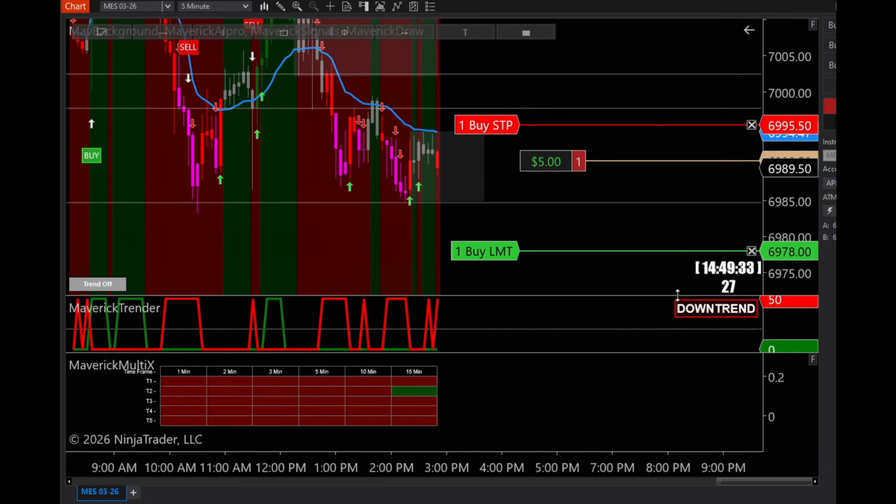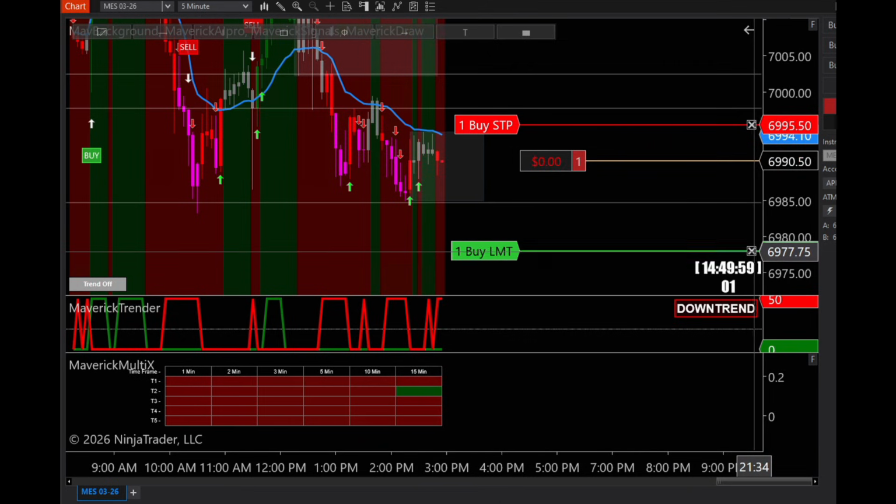Easy peasy lemon squeezy. And half of me just wants to get into another micro. Let's see here. If we get another pink candle, I'll probably enter another micro and just close it out so that we can just get that $30 that we need. But we're respecting this Maverick guide for 1, 2, 3, 4, 5, 6, 7. So about 35 minutes we've been respecting this Maverick guide.